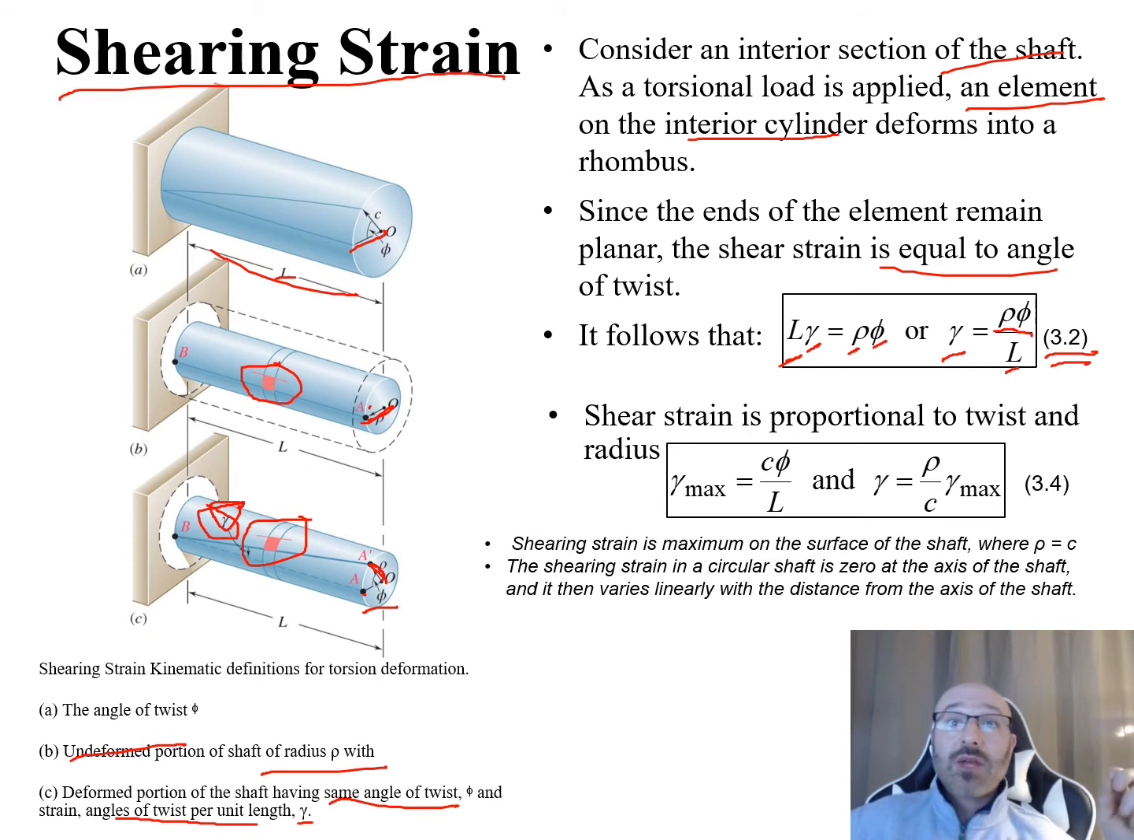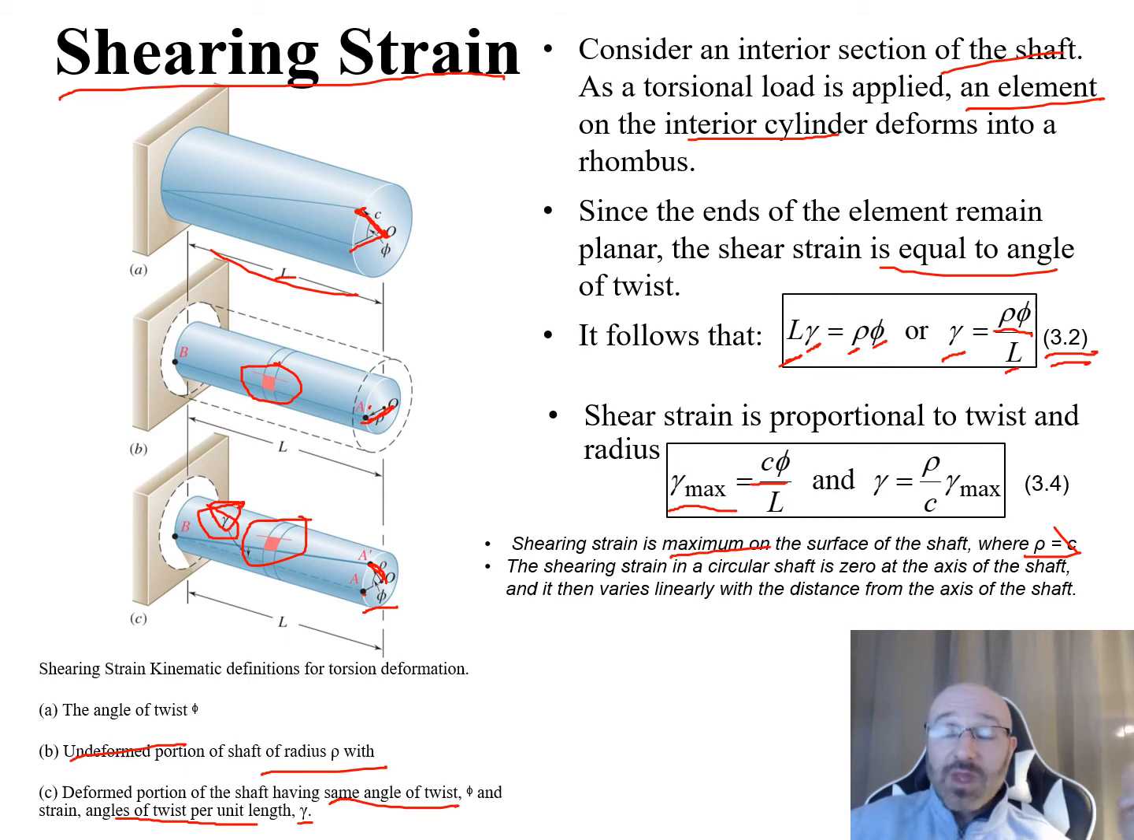Now, a thing to think about here is that the shear strain is proportional to twist and radius. So we can say that the max shear strain is equal to C times the angle of twist over L, where C is that distance right there. So we can say that the shearing strain is maximum on the surface of the shaft, where our rho is equal to C. So C is that distance for rho, that radius, the max when it's on the surface.